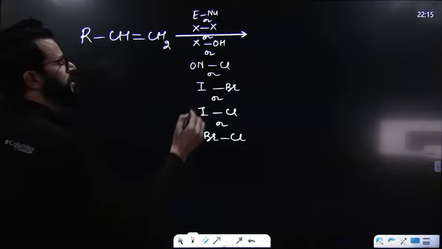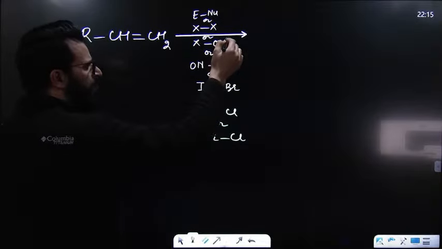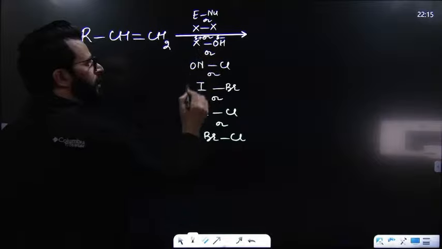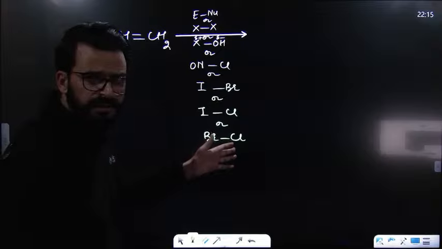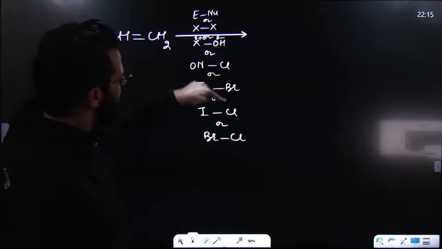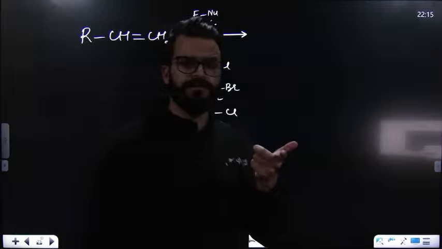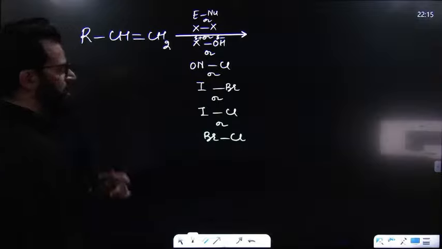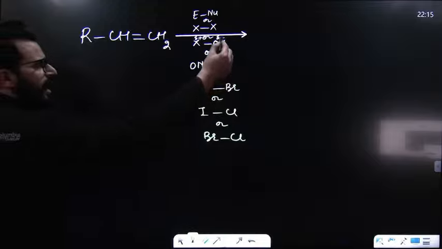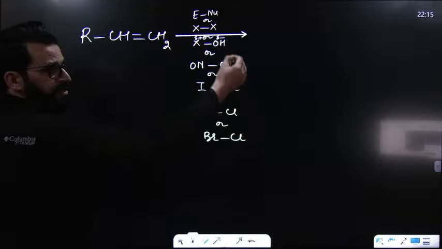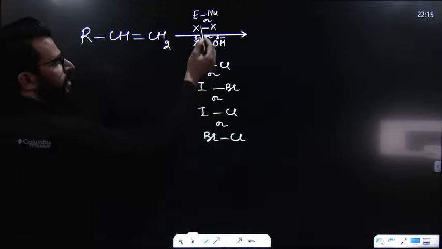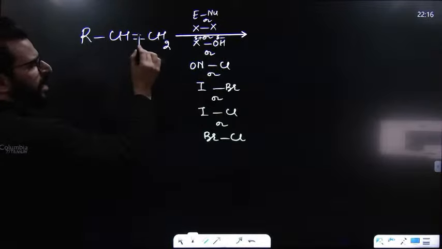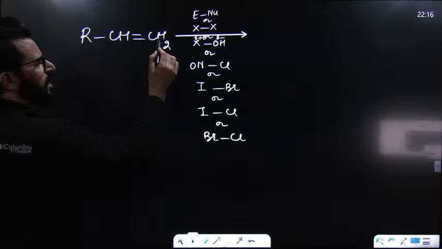What you have to do is imagine that the nucleophilic parts are negatively charged parts and these are positively charged parts. Then you add these negatively charged parts. This is symmetrical. In case of symmetrical, you have to break the pi bond, give one X to one carbon, and another X to the other carbon.